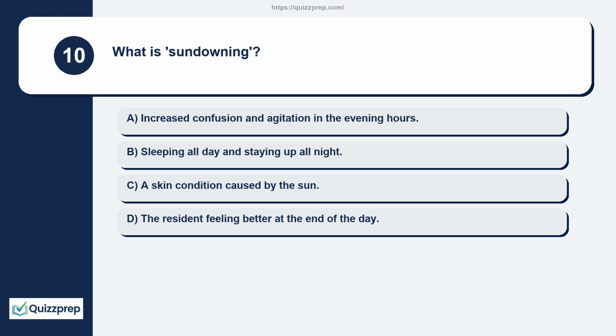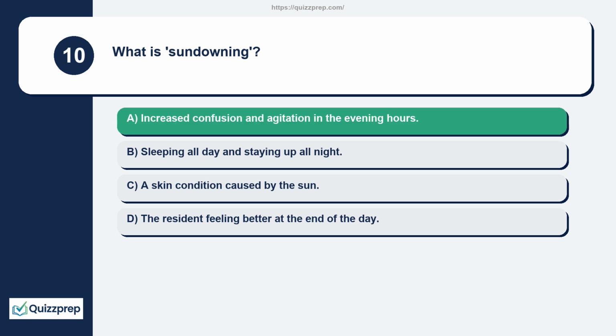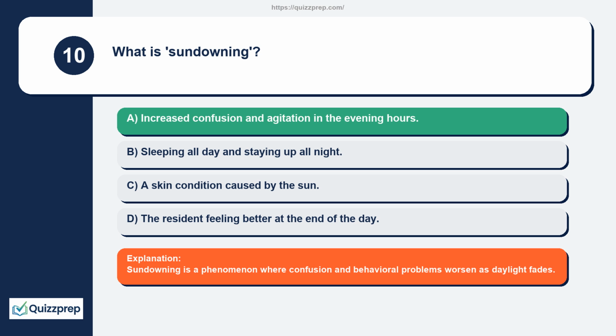Question 10. What is sundowning? Increased confusion and agitation in the evening hours. Sleeping all day and staying up all night. A skin condition caused by the sun. The resident feeling better at the end of the day. Sundowning is a phenomenon where confusion and behavioral problems worsen as daylight fades.